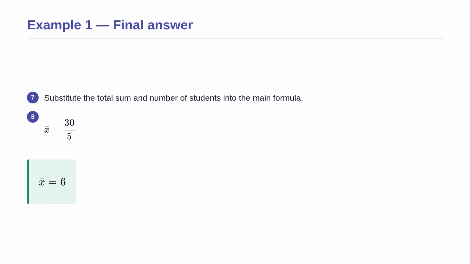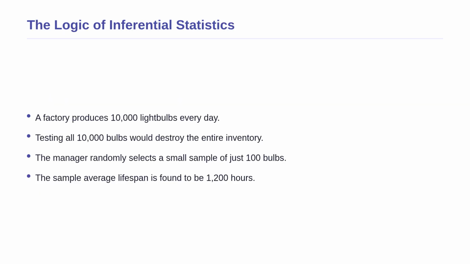Because we only calculated this for the 5 students we actually tested, this is a perfect example of descriptive statistics. Now let us look at how inferential statistics works using a slightly different scenario. Imagine a factory produces 10,000 light bulbs every day, and the manager wants to know the average lifespan of these bulbs. It is impossible to test all 10,000 bulbs because testing them means leaving them on until they burn out, which would leave the factory with nothing to sell.